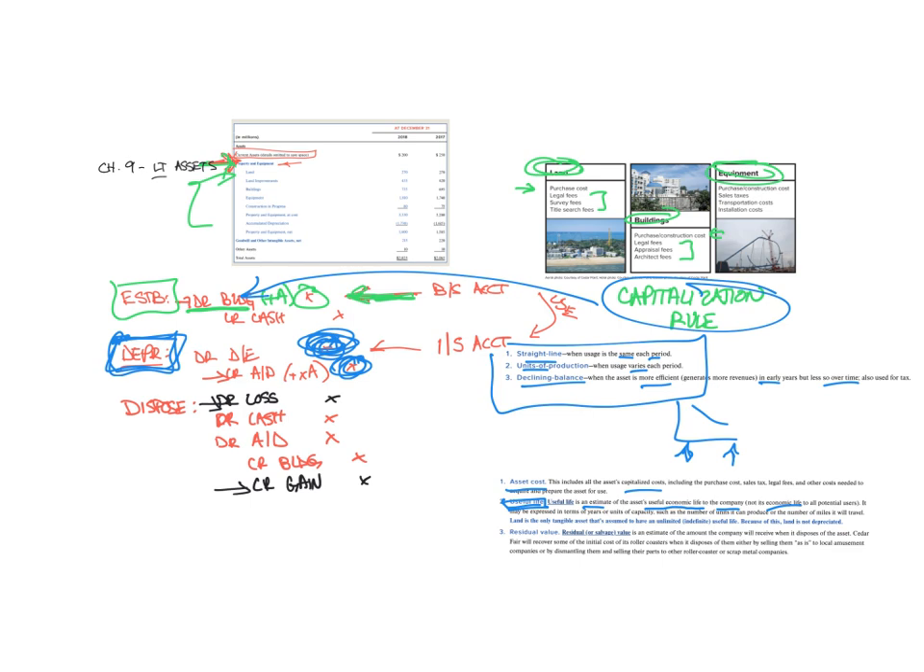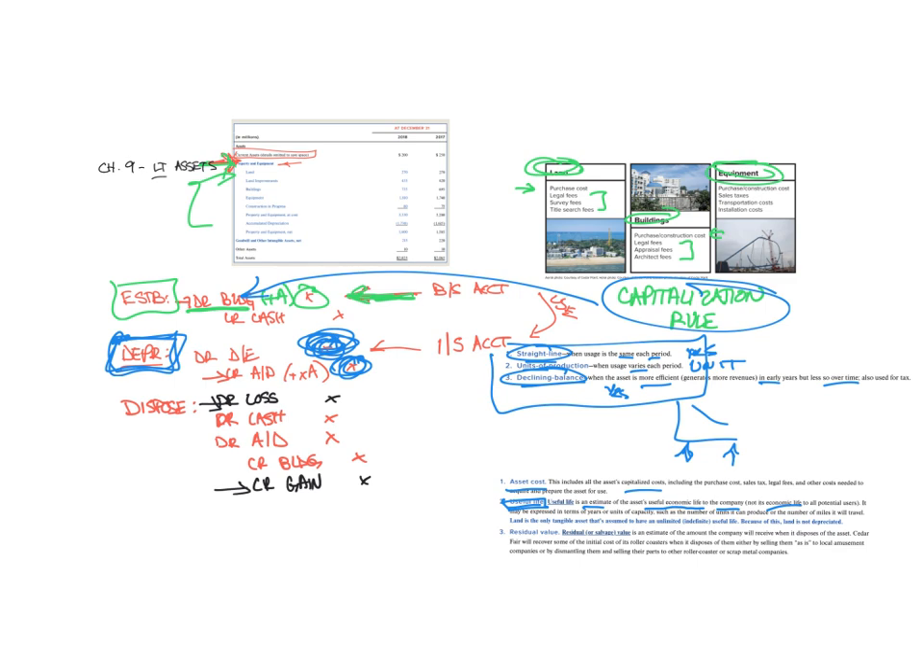Now remember, how we measure that depends on the method. For instance, straight line is going to measure this in years. Double declining balance is going to measure it in years as well, but units of production will measure it in units. So you don't necessarily have to measure it in time. It's the useful life regardless of how we measure it.